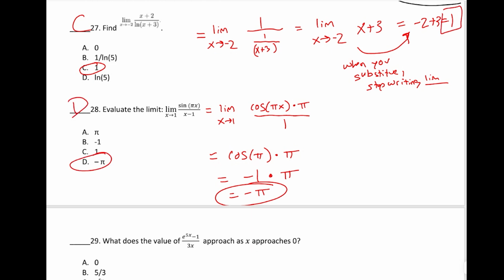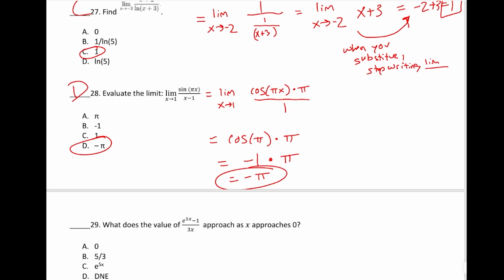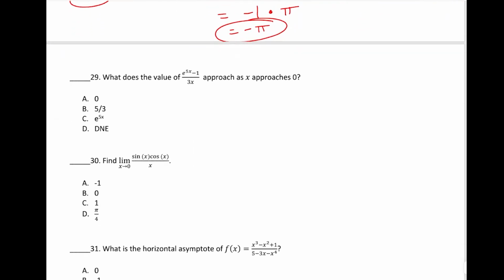Our answer for 28 is D. Number 29, what's the value of this function as x approaches 0? In other words, this is saying, what's the value of the limit as x approaches 0 of (e to the 5x minus 1) over 3x? It won't take long for you to realize that if you substitute 0 in here, you're going to get a 0 over 0. So we're going to have to use L'Hopital's rule.